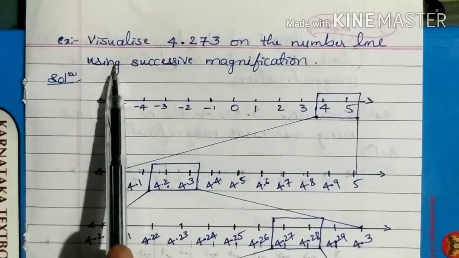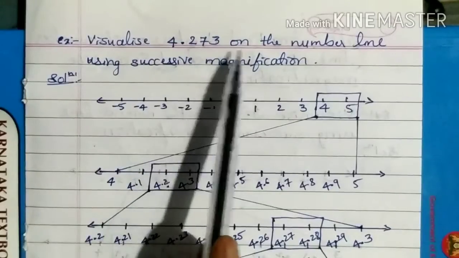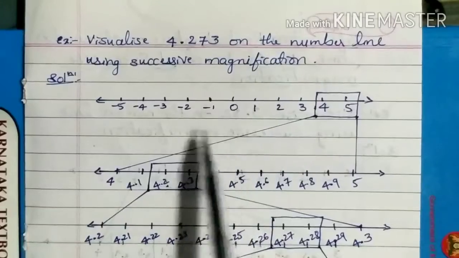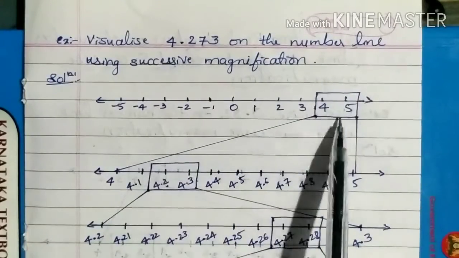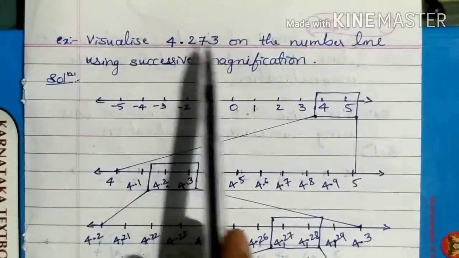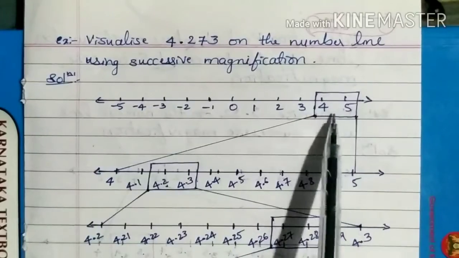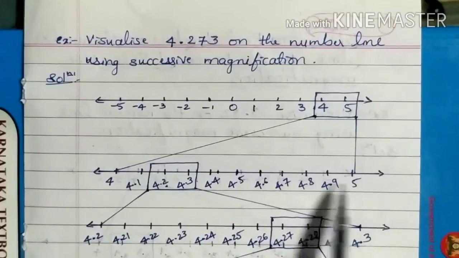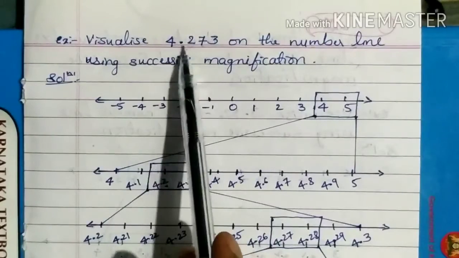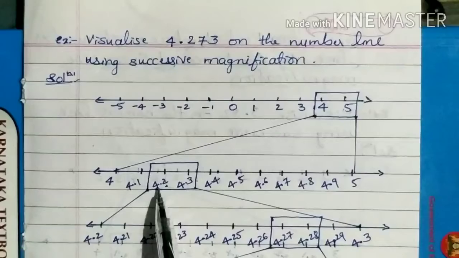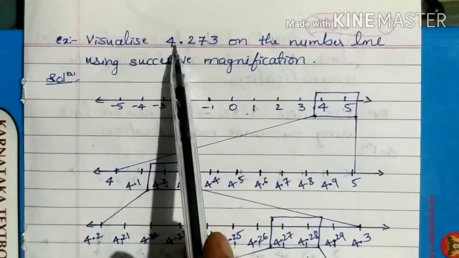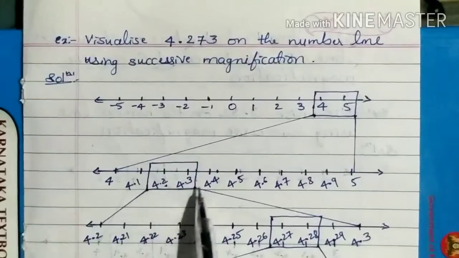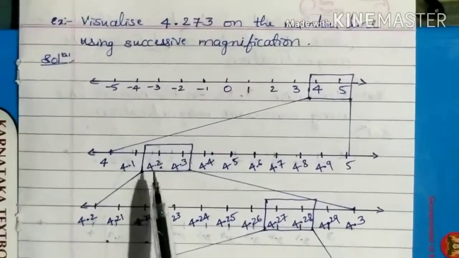You can see the second example: visualize 4.273 on the number line using successive magnification. The first step is finding 4 and 5, because it is more than 4 and less than 5. Magnifying 4 and 5, you get 4, 4.1, 4.2, and so on up to 5. The next number is 4.2, and 4.2 is here. This number is more than 4.2 but less than 4.3, so round it up like this and magnify this one.